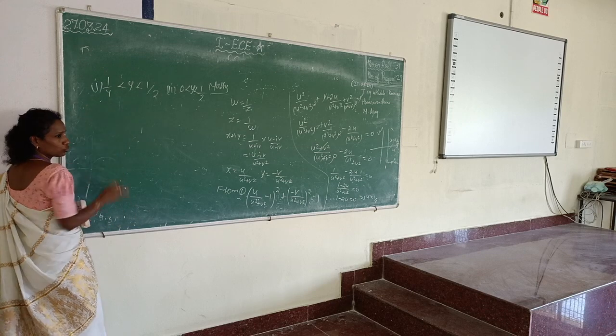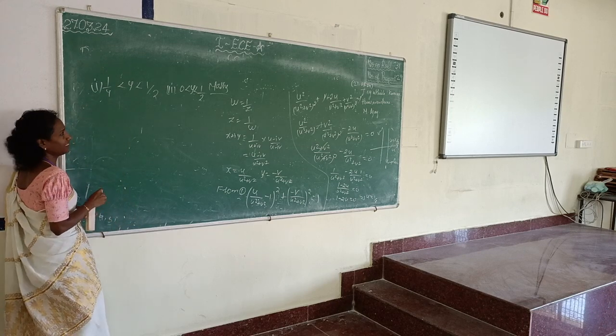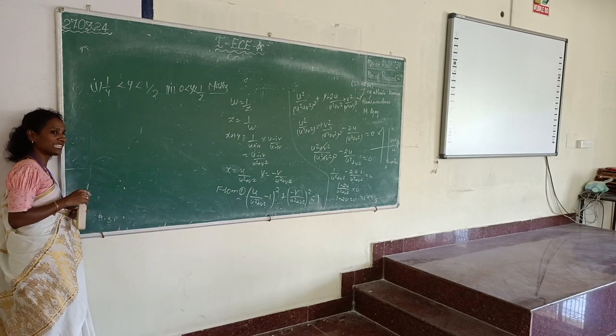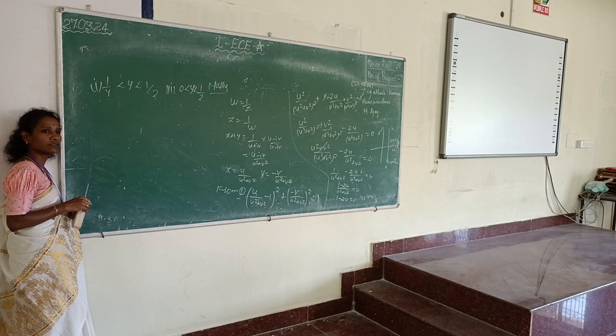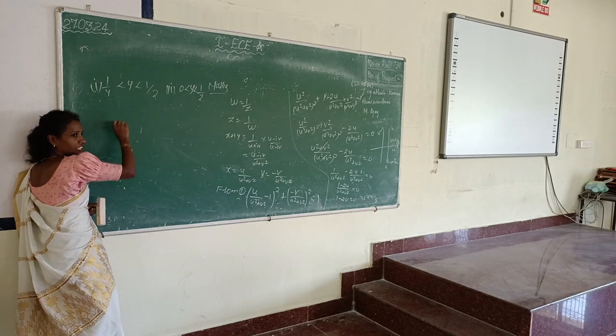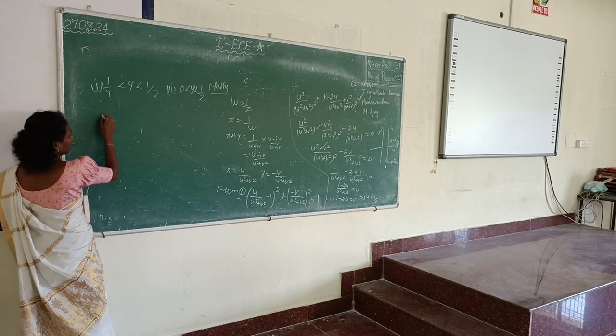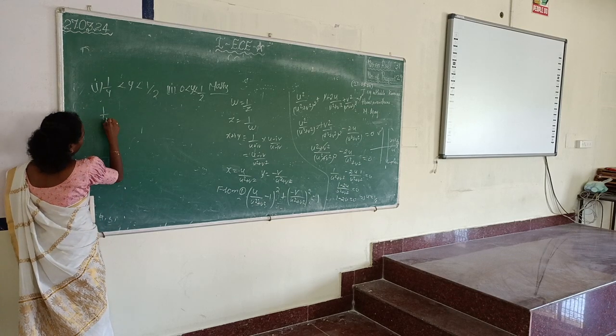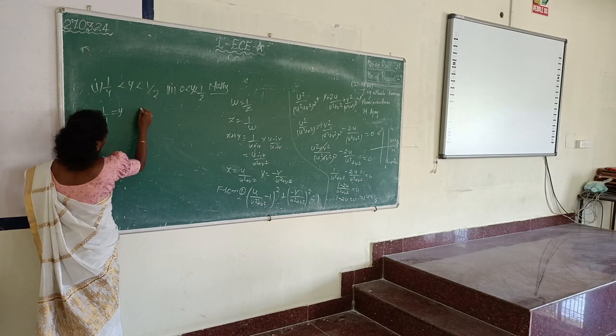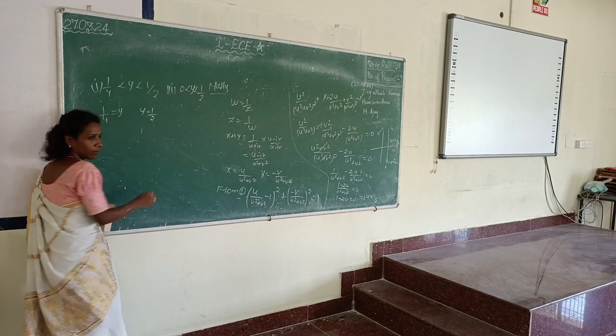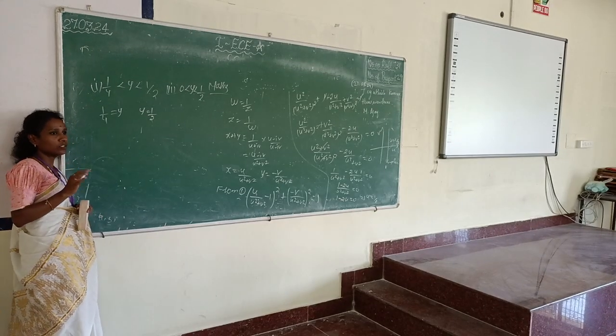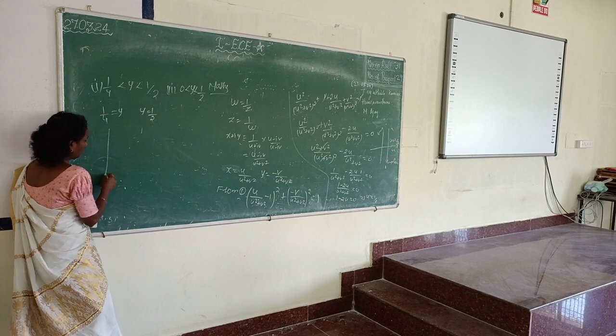First, draw the diagram. This is an inequality, so first you should write the equality: y = 1/4 and y = 1/2.